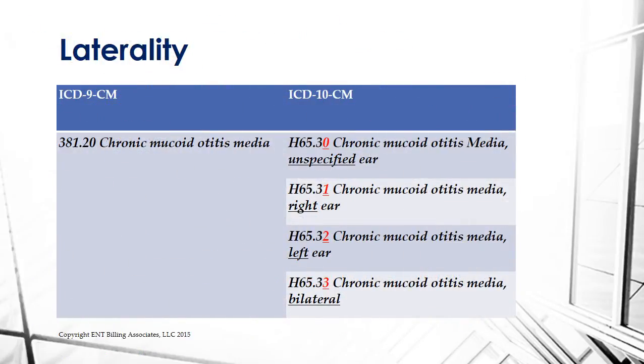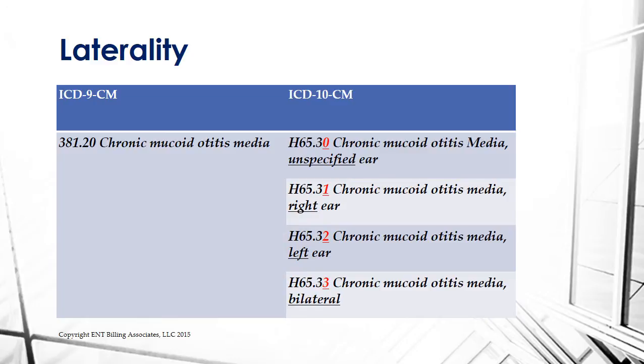As we pointed out on the previous slide, laterality must be a key component of your documentation. To show you how key laterality is, we have taken the ICD-9 code 381.20 for chronic mucoid otitis media. With ICD-9, this was the code used regardless of which ear the condition was found. Now, however, with the introduction of ICD-10, you can see there are 4 different codes to choose from.